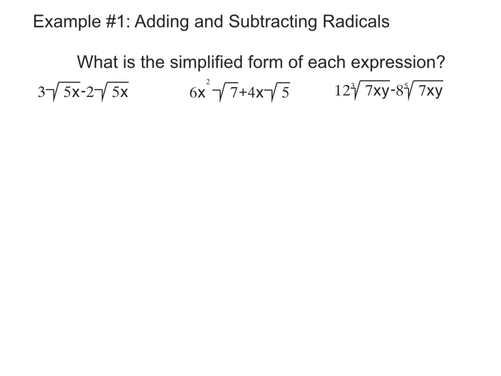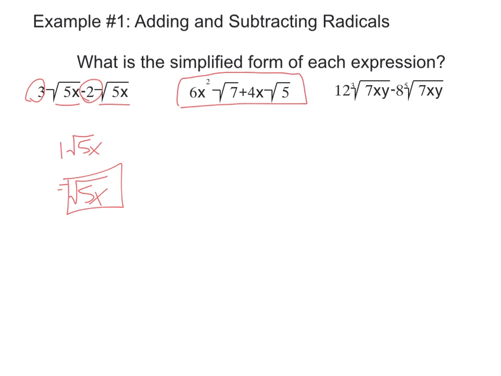So in example 1, we're adding and subtracting radicals. The first one we have 3 square root of 5x minus 2 square root of 5x. Okay, so they obviously have the same radicand, which is square root of 5x. So all we're going to do is take a look at the numbers in front. So 3 minus 2 is 1. So we can either write 1 square root of 5x, or we could just write the square root of 5x as our final answer. Alright, the next one we have 6x squared square root of 7 plus 4x square root of 5. Actually, they do not have like radicands, so this is the simplified form of the expression.